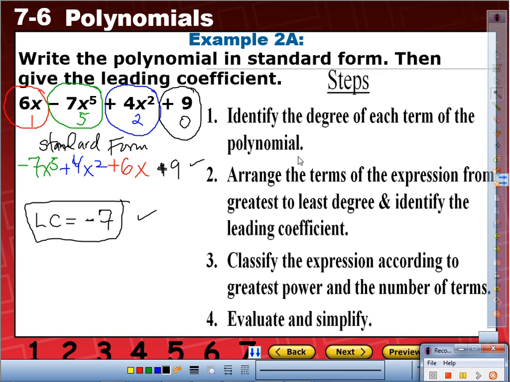Okay? All right, so just to double check my steps. This one says, write the polynomial in standard form, then give the leading coefficient. So what is the first step that we do when they give us a polynomial? Identify the degree of each term. Step 1, identify the degree of each term. Step 2, arrange it from greatest to lowest degree. What is that called? Standard form. And then at the end, you just identify the leading coefficient. Everybody got it? Okay, let's do another one and see if we can do this one together.